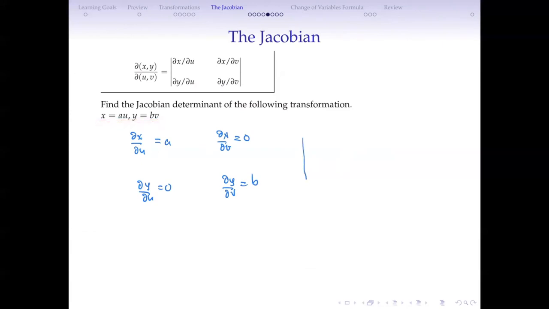So now I form the determinant. It's going to be a, 0, 0, b. So the result is that the Jacobian determinant of this transformation is just a times b, the number a times the number b.